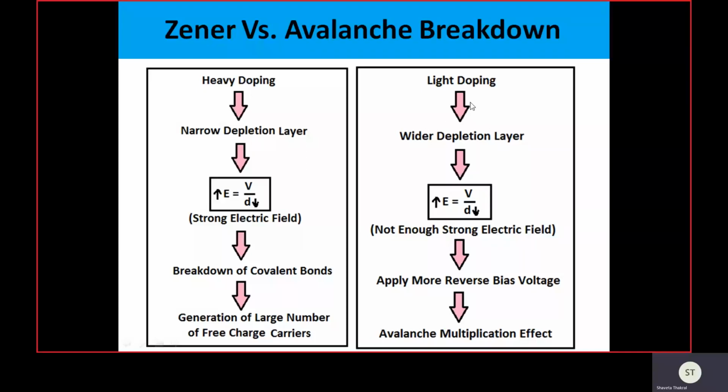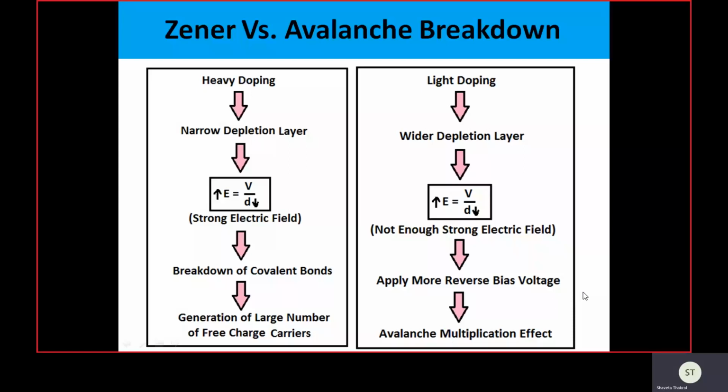And if we go for light doping, then there is a wider depletion layer. A wider depletion layer means D will be large, so E will be small, the vice versa relation. That means the electric field will not be strong, so we have to apply more and more reverse bias voltage. That is the cause of breakdown of the junction in the avalanche case.